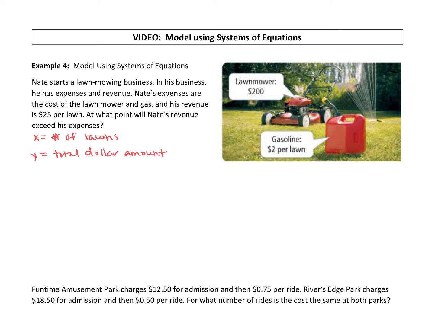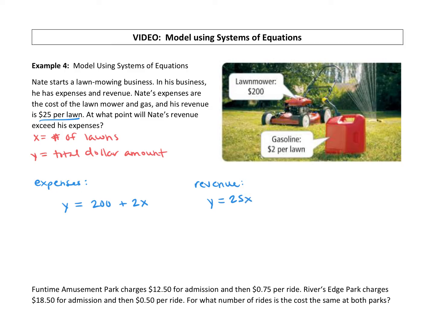So let's write an equation for Nate's expenses. What is he spending money on? So his total dollar amount for expenses is equal to, he's got to pay for a lawnmower, $200. He also has to pay for the gasoline, which is $2 for every lawn. So we're going to say $2 times every lawn that he mows. So those are his expenses. Let's write an equation for his revenue, the money he's bringing in. So the total dollar amount for his revenue will be equal to, it said that his revenue is $25 per lawn. So he's making $25 times every lawn, which is x.